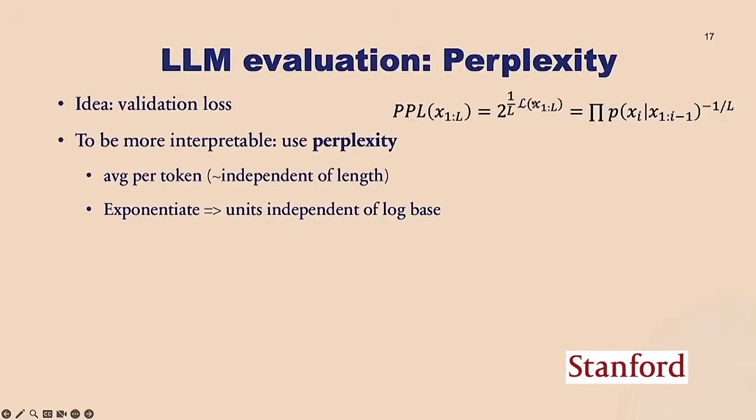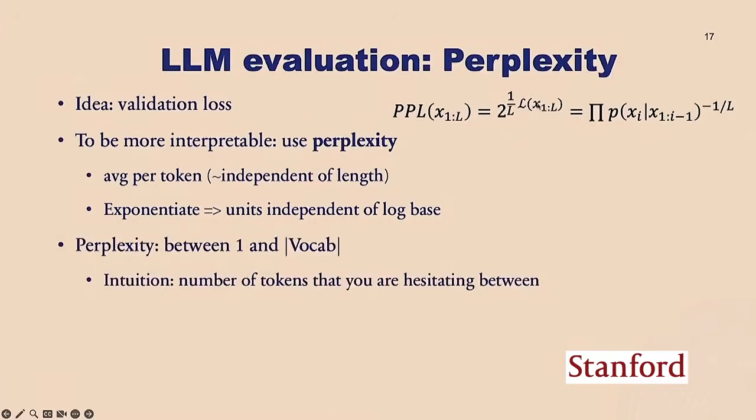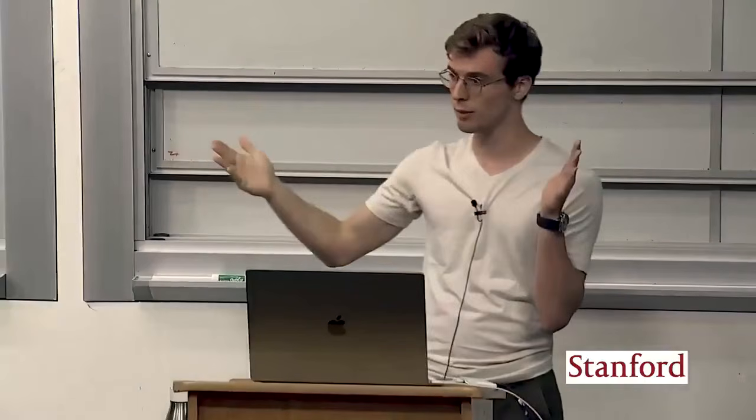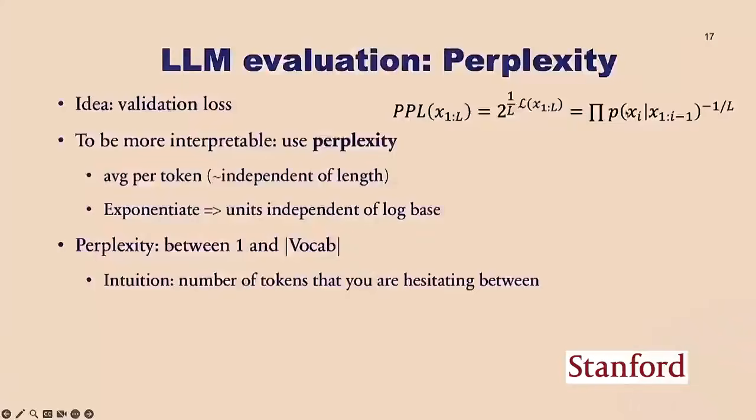While when you exponentiate, you basically have everything in units of vocabulary size. And the average per token is just so that your perplexity is independent of the length of your sequence. So perplexity is just 2 to the power of the average loss of the sequence. Perplexity is between 1 and the length of the vocabulary of your tokenizer. If you predict everything perfectly, then every word will have a probability of one, so the best perplexity you can have is 1.